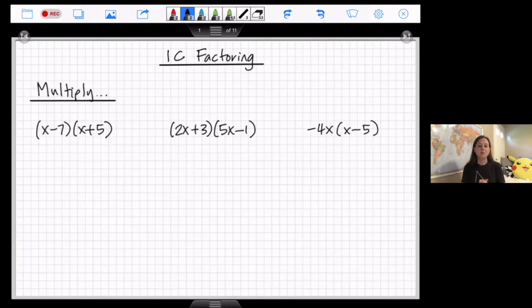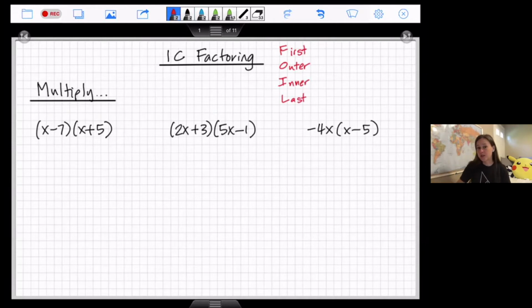All right, so when I multiply out binomials like the ones on the left side and in the middle, I like to use the acronym FOIL. So I'm going to tell you what that means. Okay, so when I say FOIL, I mean that I'm going to multiply the first terms, the outer terms, the inner terms, and the last terms.